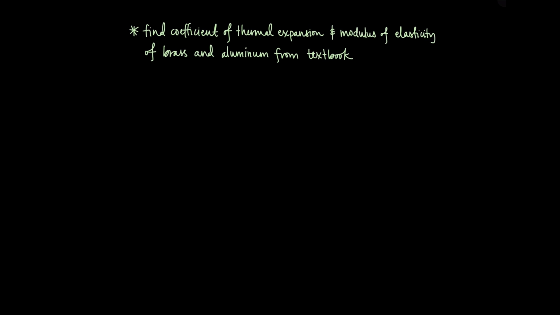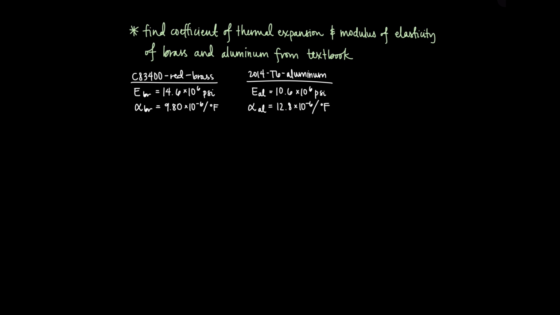Now we can move on to solving for the total displacement of the collar, which we'll do using the force method of analysis. But first we need to record the coefficient of thermal expansion and the modulus of elasticity of each material. I've written those values here for C83-400 red brass and 2014 T6 aluminum. We'll need these to plug into our compatibility equation.